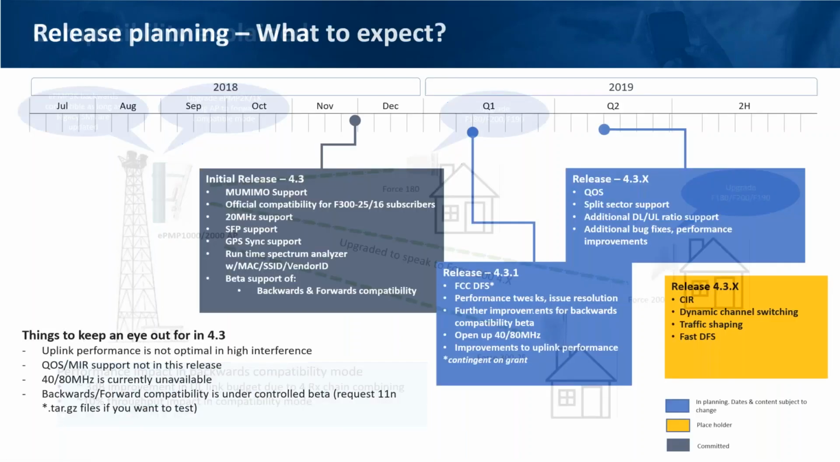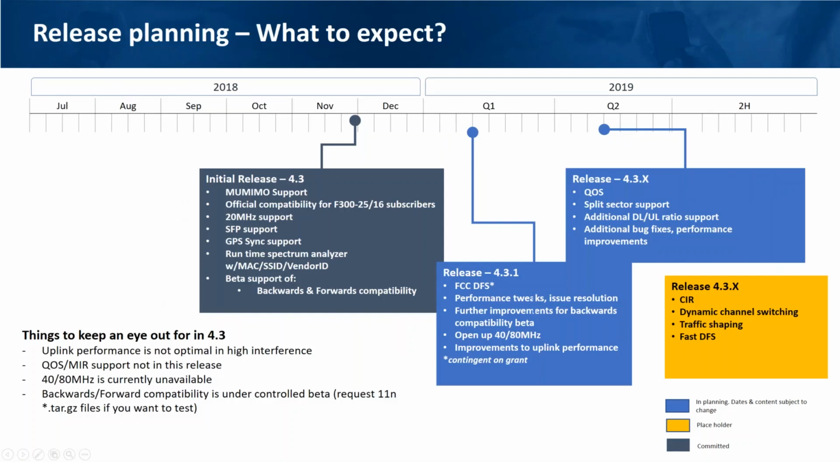Okay, a little bit on release planning. 4.3 is the release that all units ship with. It's actually an official release and not an RC candidate. It's got 20 megahertz support, the compatibility, and MU-MIMO support. 4.3.1 is key. It's a release candidate that's on our beta site that I welcome you to download and try. It's already got improvements on 4.3, stability fixes, and some improvements on performance.